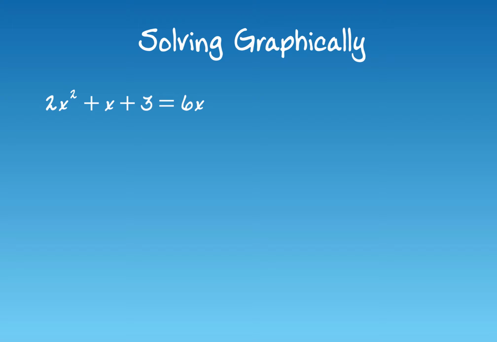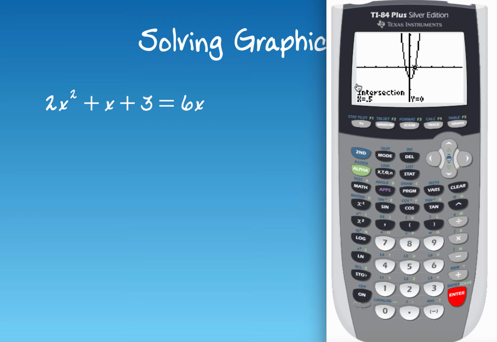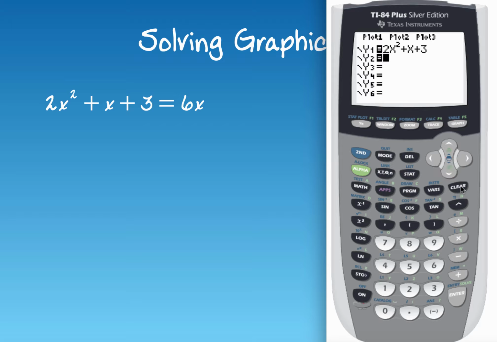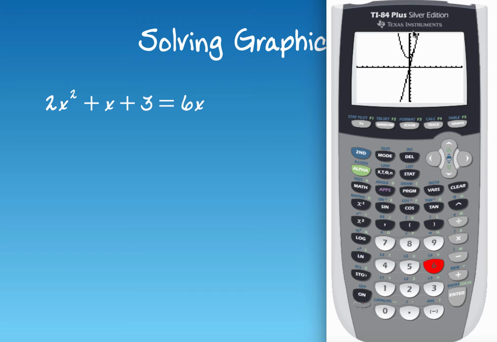Okay, we're going to do the same thing for this equation. So 2x squared plus x plus 3 equals 6x. So again, the left-hand side of my equation is going to go into y1. And the right-hand side of my equation is going to go into y2. Okay, we're going to try zoom 6. And I see that I have my intersections here.